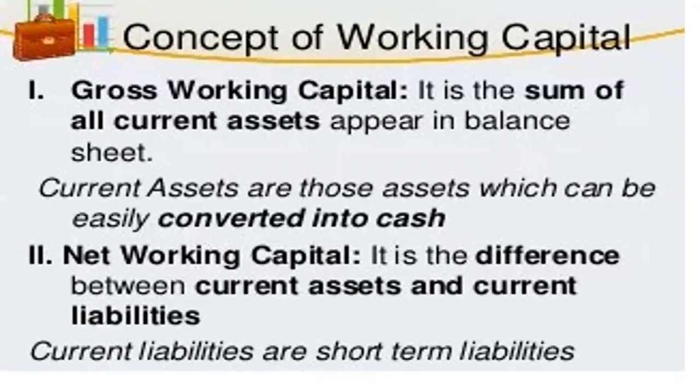Gross working capital is the sum of all the current assets that appear in the balance sheet. Whatever current assets the company is using are mentioned in the balance sheet. So the summation of all the current assets will be termed as gross working capital. Current assets are those assets which can be easily converted into cash. This we all know.